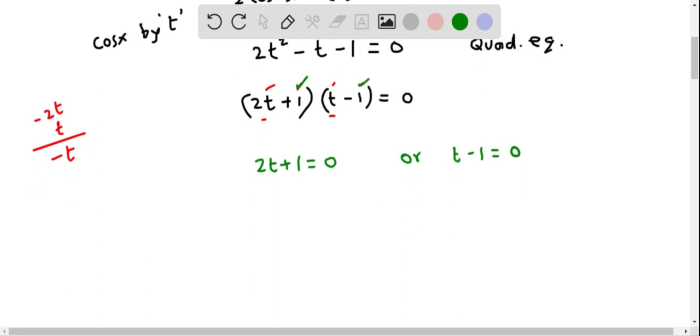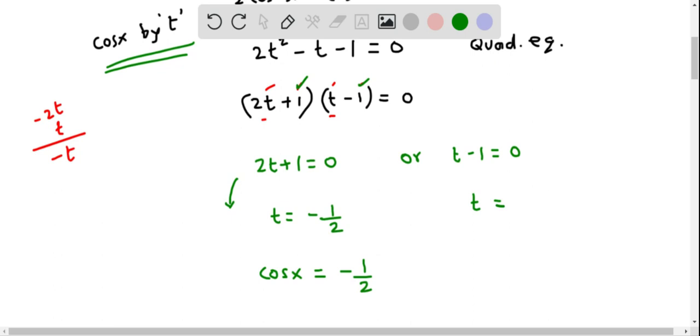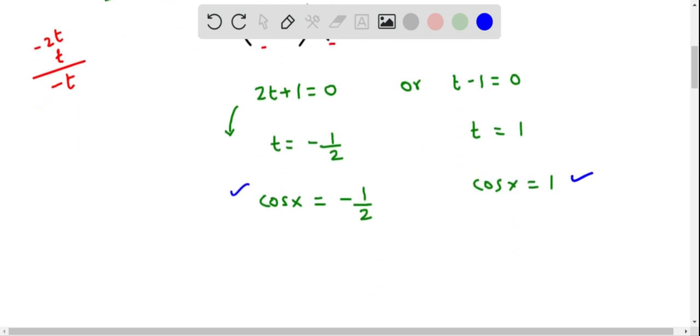So let's solve this first equation. From this, we get t equals negative half. We have to first subtract 1 from both sides and divide by 2. Now, since we have to determine the value of x, I'm going to replace t by cos x now. So this will become a trigonometric equation: cos x equal to negative half. And similarly, when I solve the other equation, this gives t equal to 1. So therefore, cos x equal to 1. So basically, we have to solve these two equations, that is cos x equal to negative half and cos x equal to 1, so that we determine the value of x.